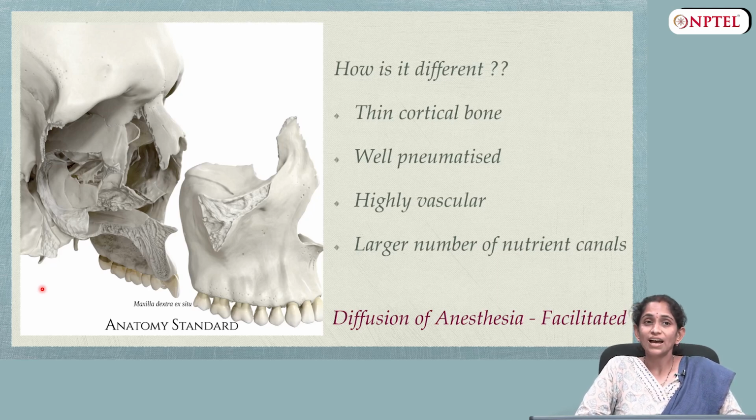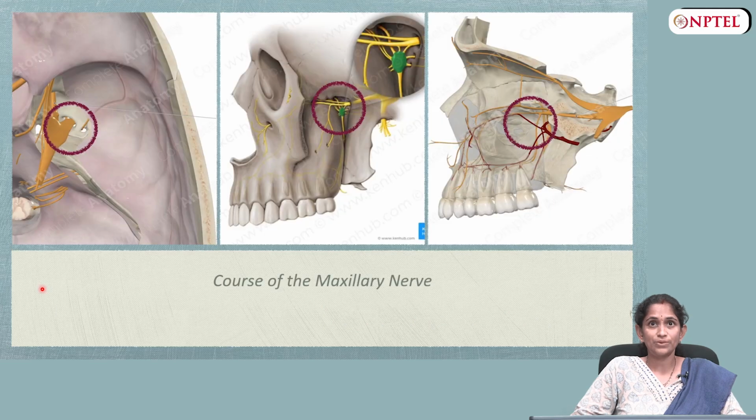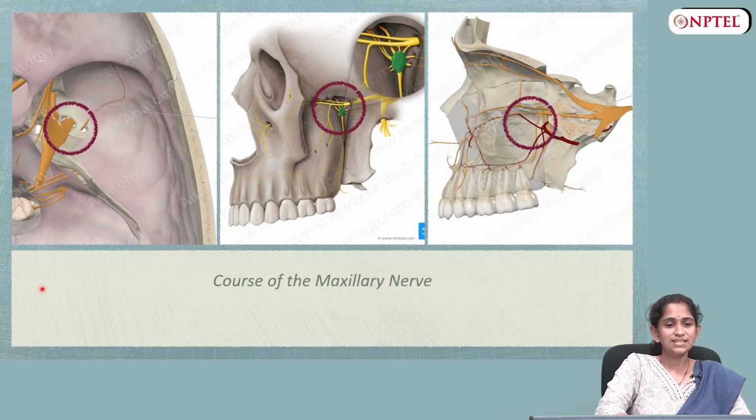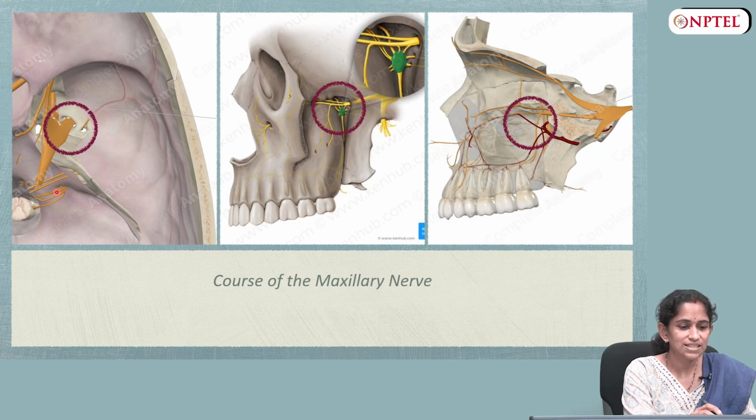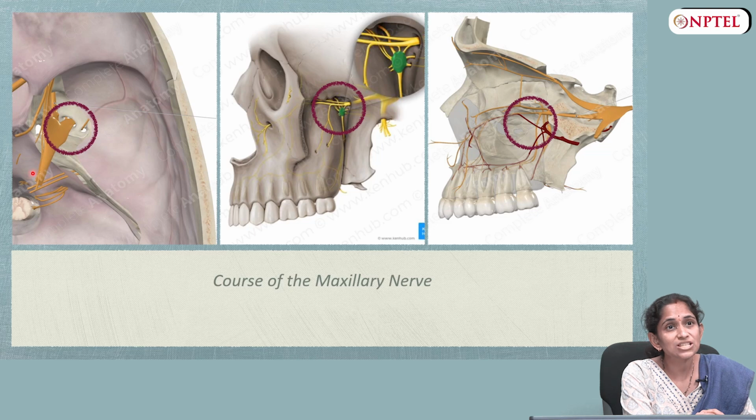So, having understood the anatomy of the maxilla and how it influences the anesthesia techniques that we're going to discuss, let's move on to our next section. That is the course of the maxillary nerve. As you can see, the maxillary nerve starts from the Gasserian ganglion, which is located at the apex of the petrous part of the temporal bone.